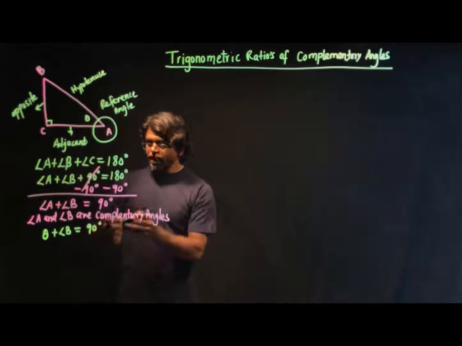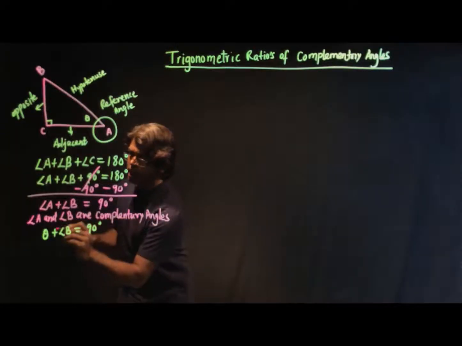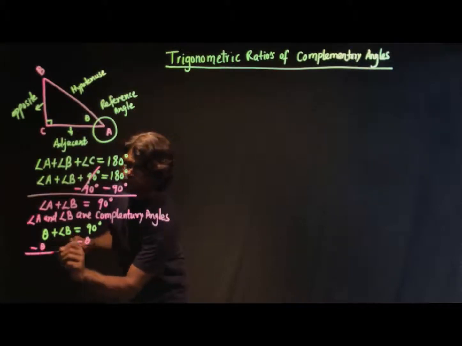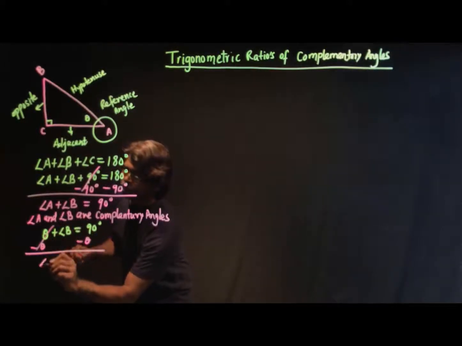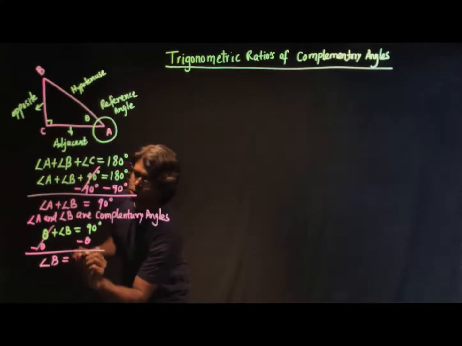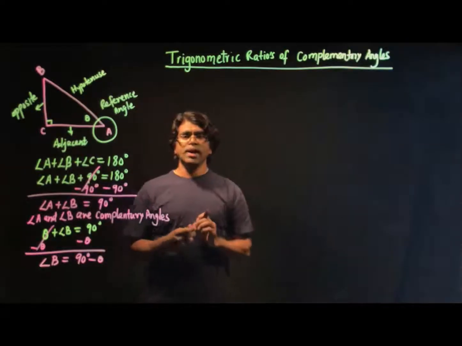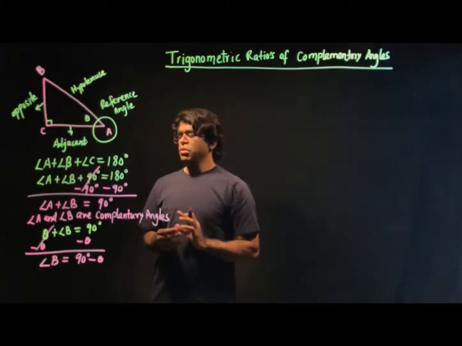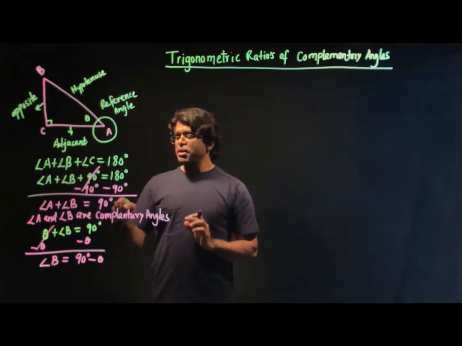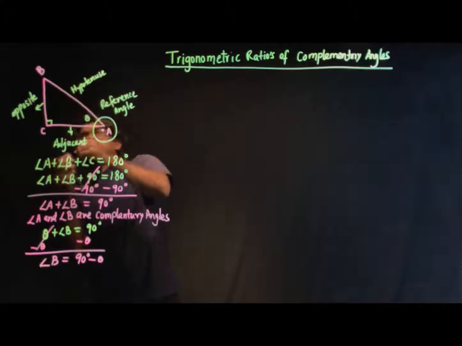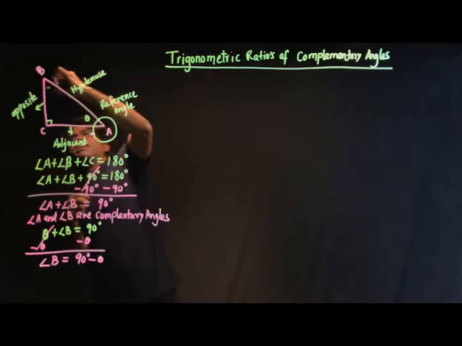And if I want to find the value of angle B, what I need to do? I need to subtract theta from both sides. And if I do that, I have angle B is equal to 90 degrees minus theta. Alright? So, A and B are complementary angles, and when A is theta, then angle B, which is basically this angle, is 90 degrees minus theta.